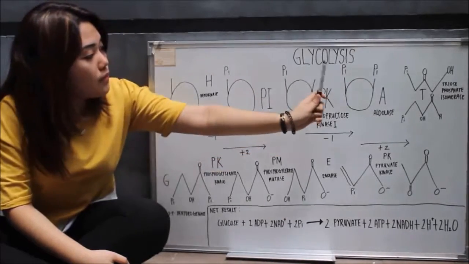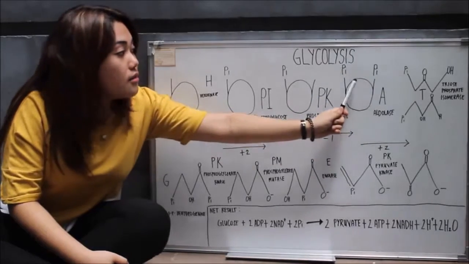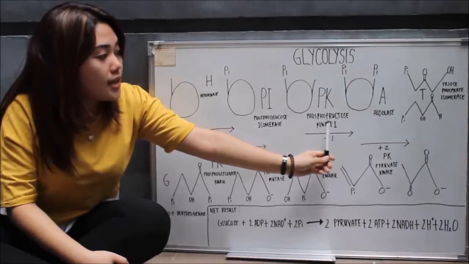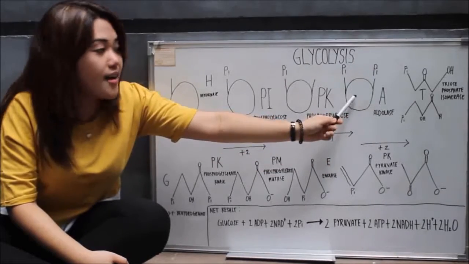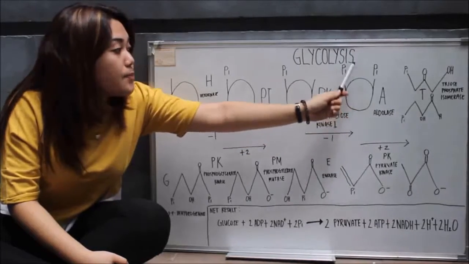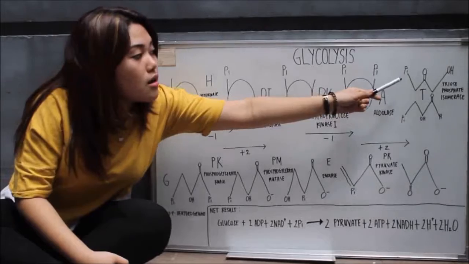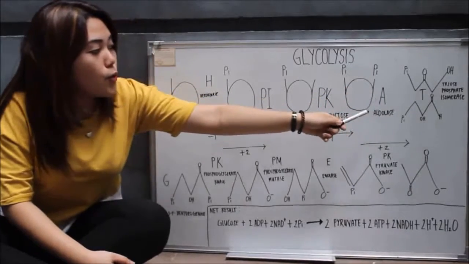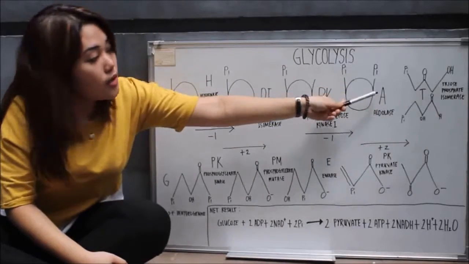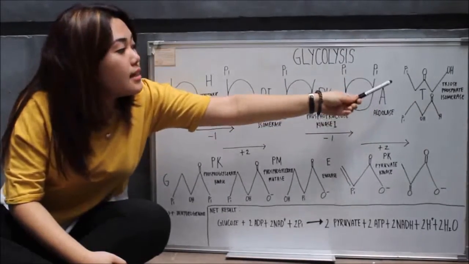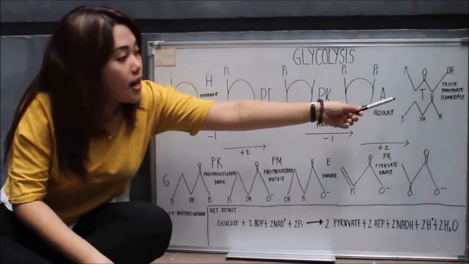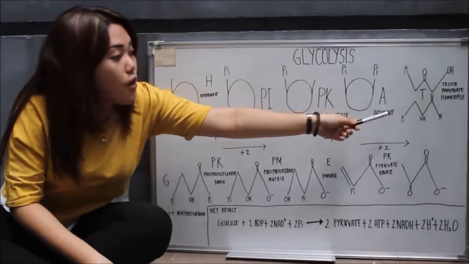So on the fourth circle, there are already 2 phosphate groups because phosphofructokinase 1 charged it again. So this fourth circle is then split into two molecules. So the enzyme used here is the aldolase. So the first is the ketone and then the aldehyde. This ketone is then converted into aldehyde by triose phosphate isomerase.